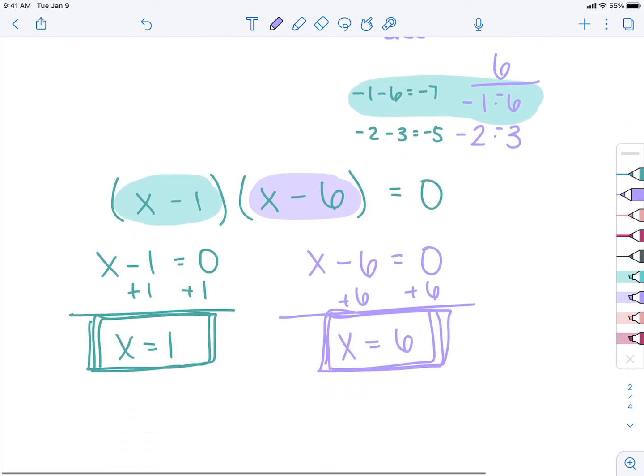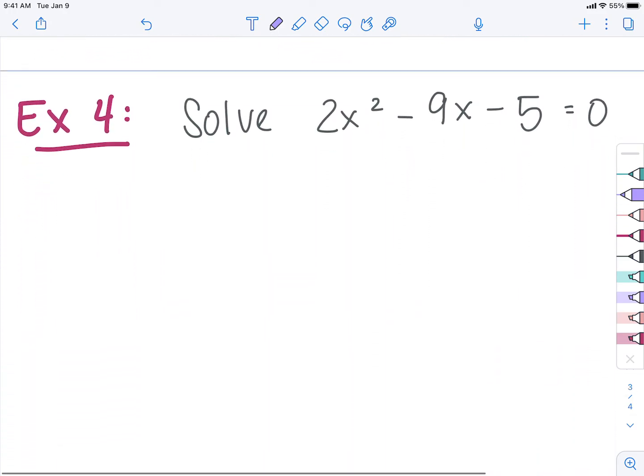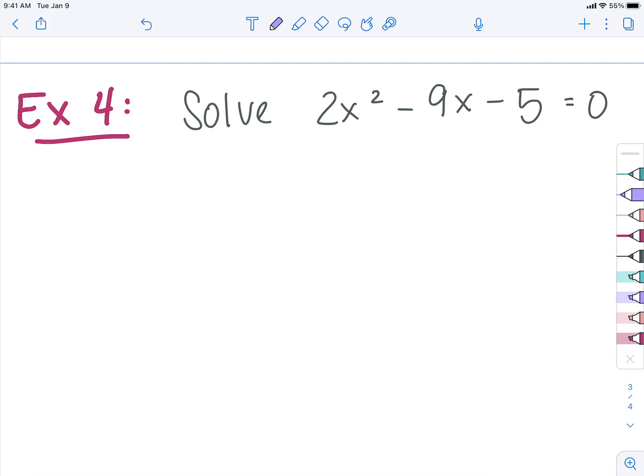All right, last one. 2x squared minus 9x minus 5 equals 0. So now I see a 2, a 9, and a 5. They don't have a GCF. I see an x squared, an x, and then no x. That's not a GCF. But I do see that I have 3 terms.